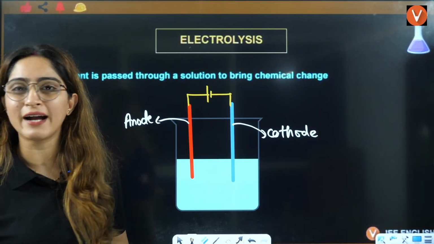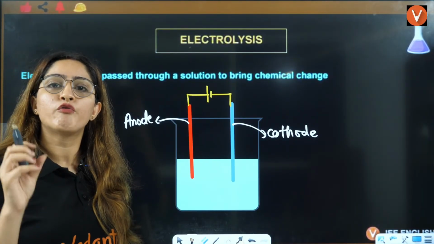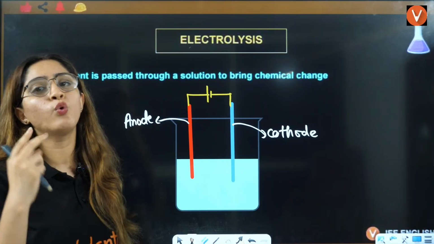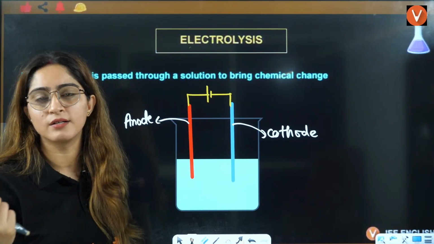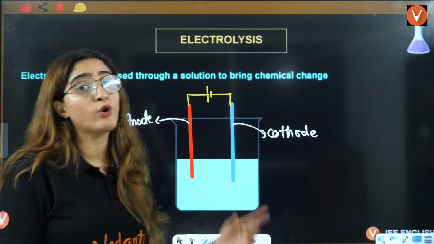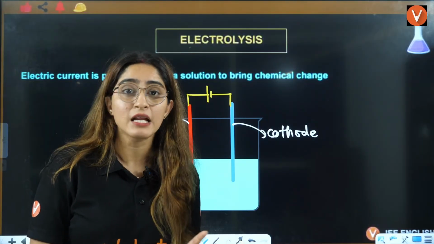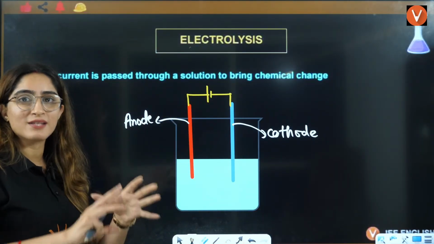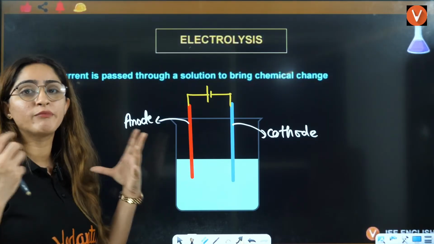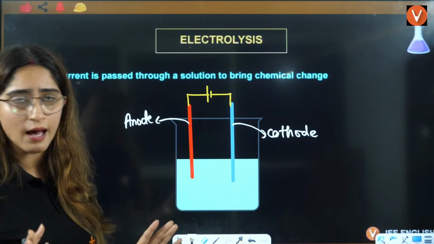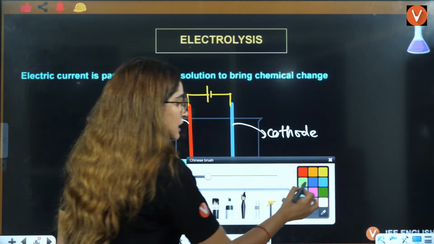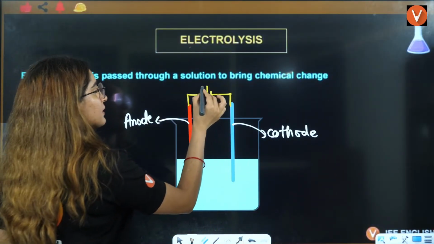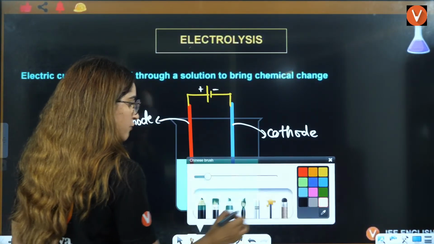Can you observe that in an electrochemical cell, we draw two separate beakers, but here I am drawing only one beaker? That defines the difference. We can have only one beaker, and in one beaker only, electrolysis happens. Now here, this is positive, this is negative.